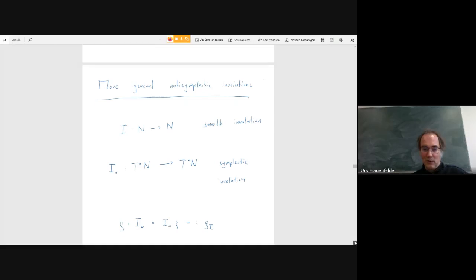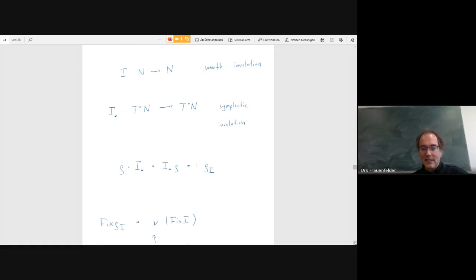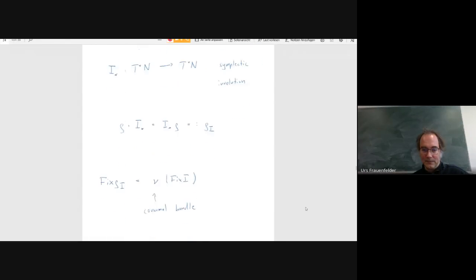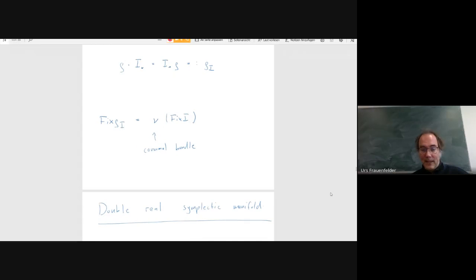The fixed point set of rho I is also a Lagrangian, but it's now the conormal bundle. It's the conormal bundle of the fixed point set of I. So I is the smooth involution on the configuration space. This itself is a fixed point set, a submanifold of N. And the conormal bundle is a Lagrangian, and this is the fixed point set of this involution rho I. Good.